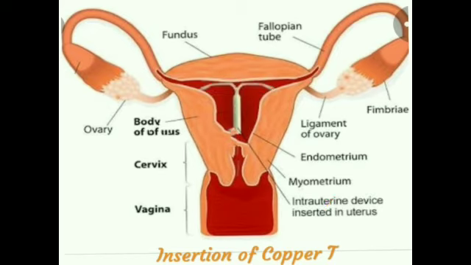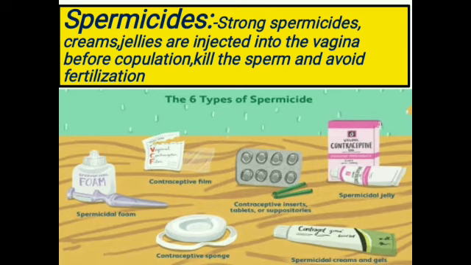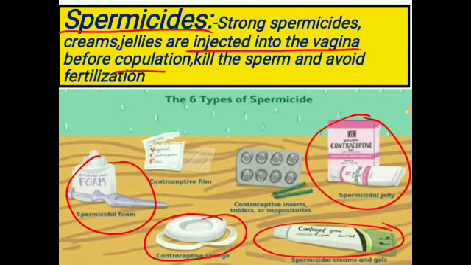Now third method is the chemical method. Here we use two chemicals. First one is spermicide and second one is oral contraceptives or pills. Spermicides. These include spermicidal foam, sponges, gels and spermicidal jellies. So these are inserted into the vagina before copulation or sexual intercourse to kill the sperm and avoid fertilization.